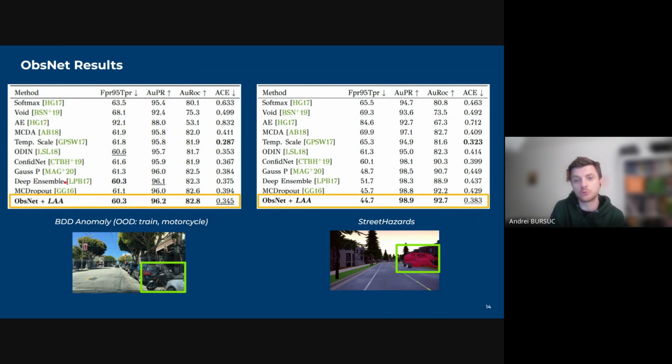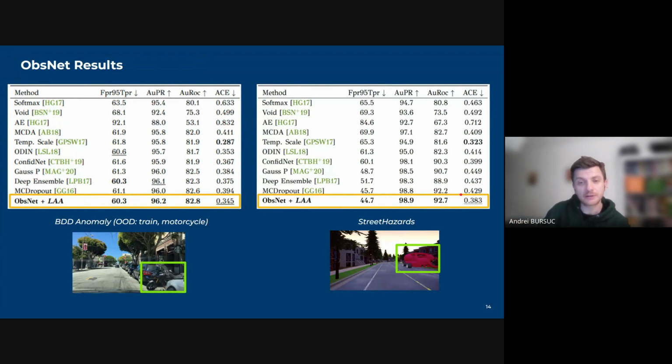So when we go to OpsNet and local adversarial attacks, we can see that for BDD, in some cases we reach the same performance or better than deep ensembles, in particular on FPR at 95 TPR, the area under the precision-recall curve, or the area under the receiver operating characteristic curve. And here, even in calibration, we are better than deep ensembles, and we see a similar behavior also in the synthetic data, where we have quite a gap compared to deep ensembles.